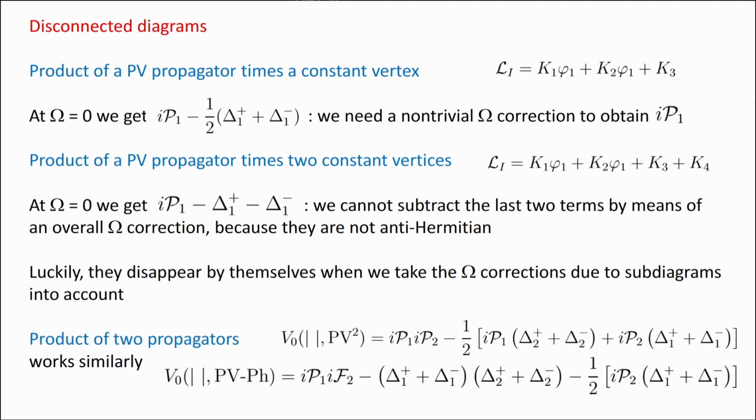Then you can consider the product of two propagators, a simple disconnected diagram where you have the product of two propagators at omega equals 0. Again, you find many unwanted pieces, but you can subtract them with the same procedure. Let's move to something more interesting. Loop diagrams.